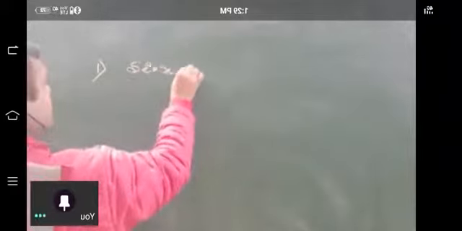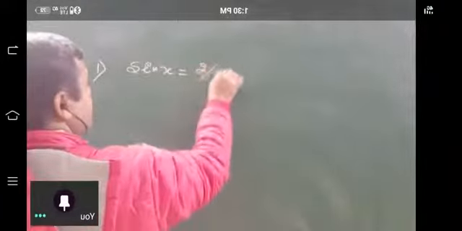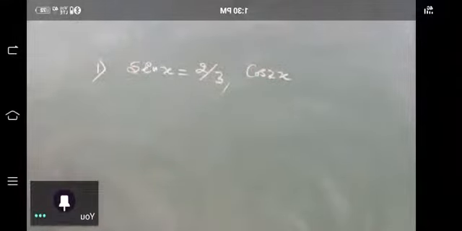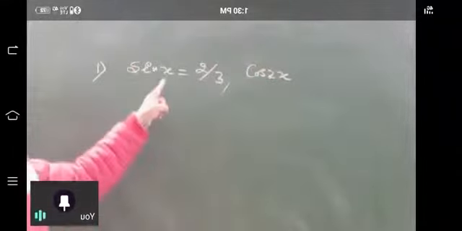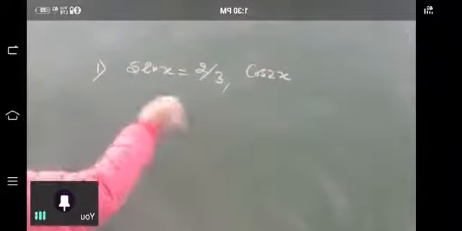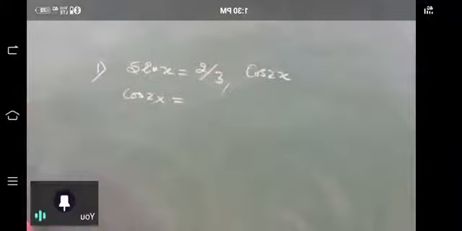Now see the question. It is given sin x equal 2 by 3, and the question is find the value of cos 2x. Now you know it is given, the value of sin x, and we have to determine the value of cos 2x. Now apply the identity of cos 2x in term of sin x.